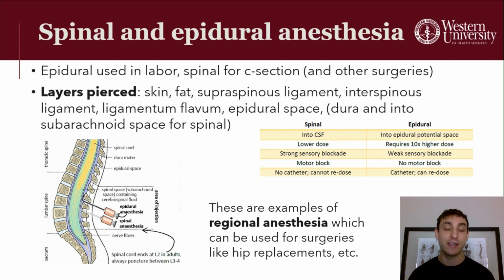You're giving this to your patient as they're going through labor. This could last hours. You also don't want a motor block. You know you're in the right place because it's a potential space. You'll see them use saline or air to see if they're able to push it and know they're in the right spot. They're also going to do test doses to make sure they're not injecting the anesthetic into circulation.